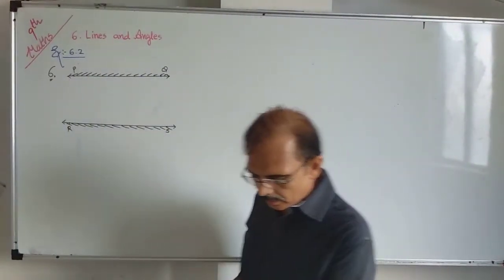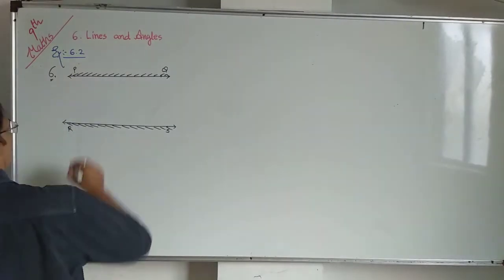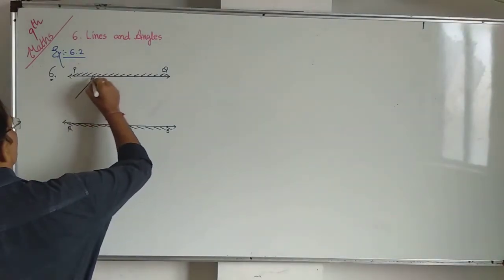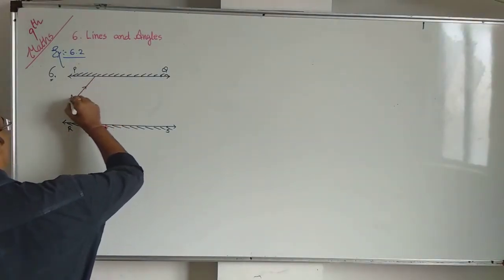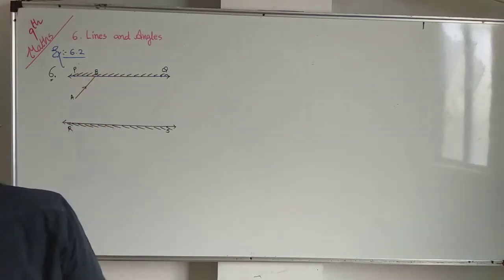An incident ray AB strikes the mirror PQ at B. An incident ray AB strikes at point B.